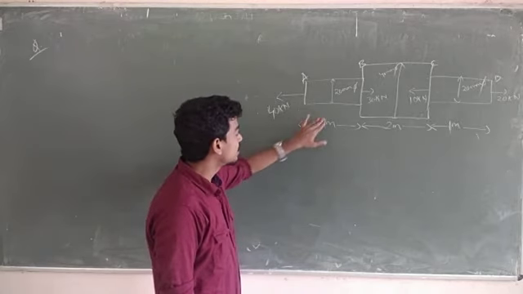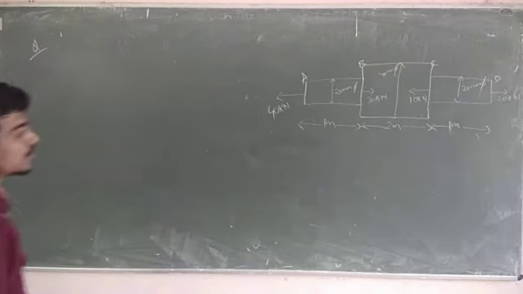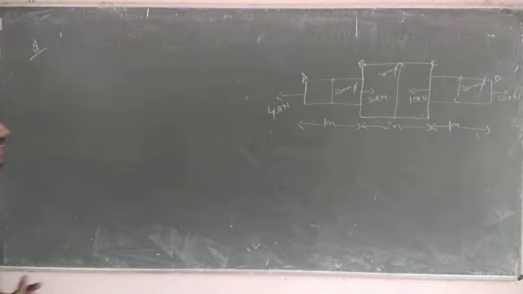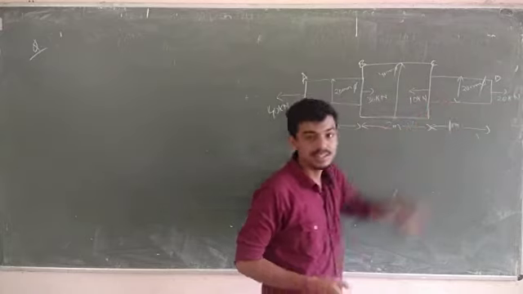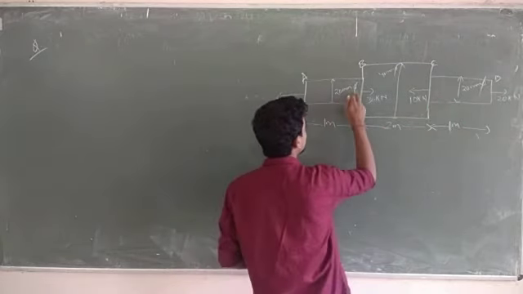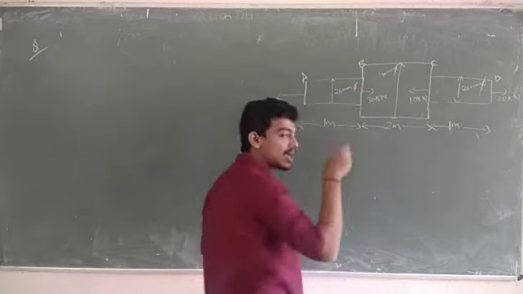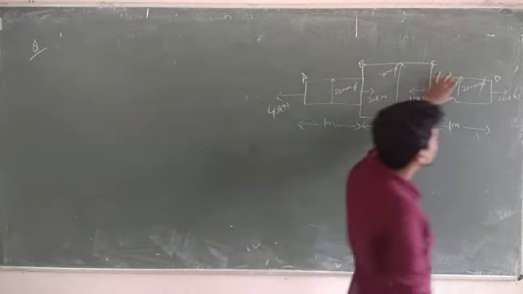This is a non-prismatic bar. Why do I call it non-prismatic? Because the area of cross section is different along the length. Here the diameter is 20 mm, here the diameter is 40 mm, here the diameter is 20 mm. It is a symbol of diameter, so don't get confused, phi means diameter.